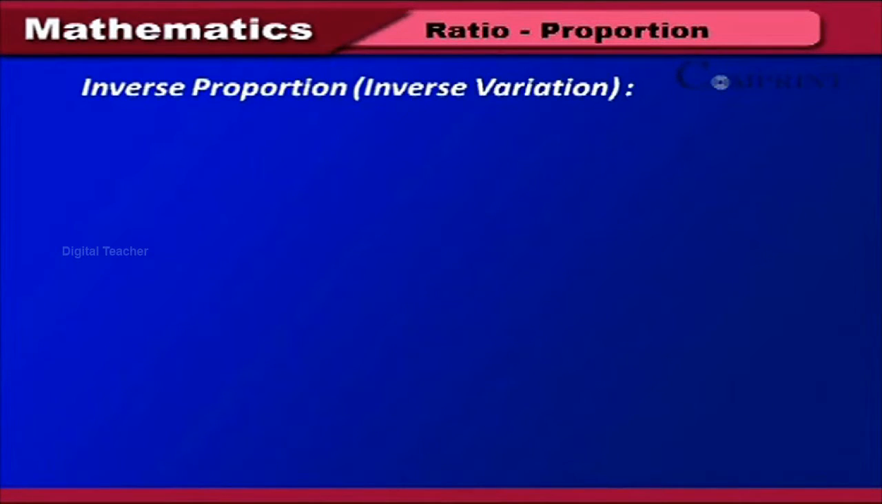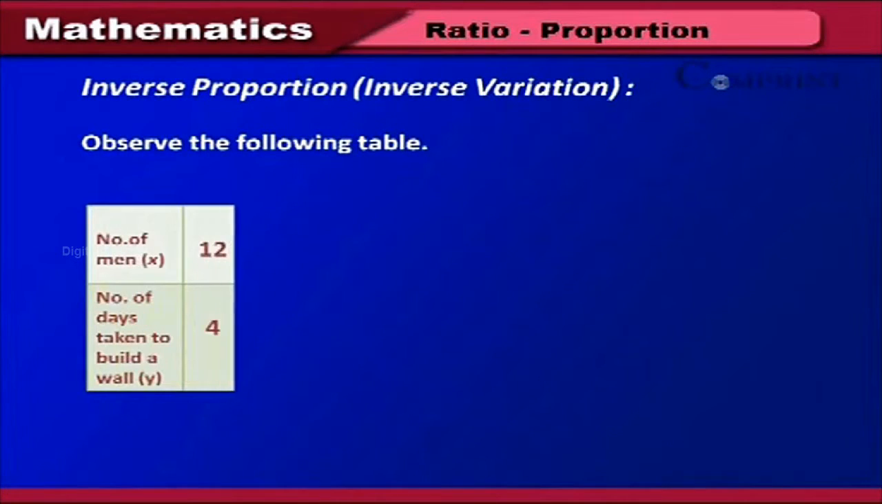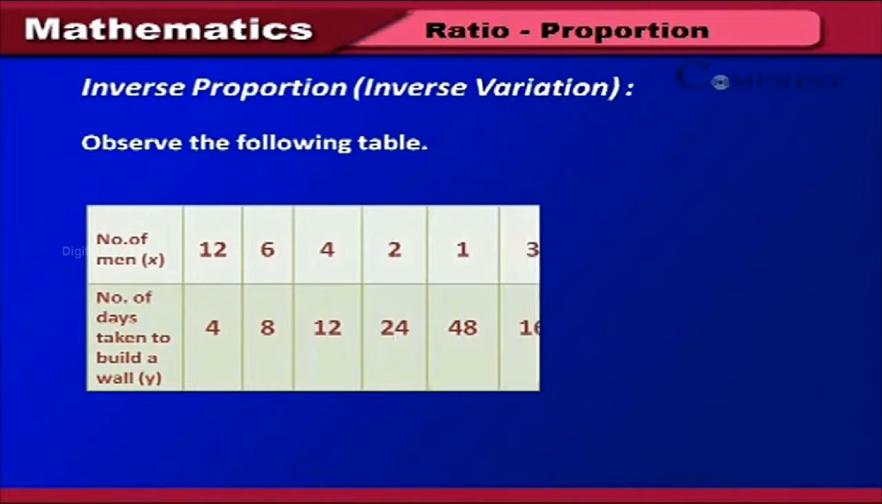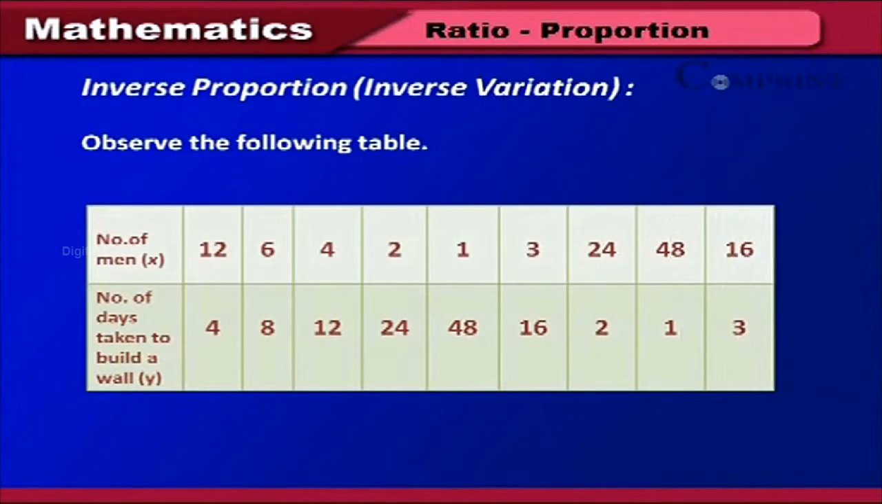Inverse proportion or inverse variation. Observe the following table: number of men and number of days taken to build a wall. Number of men x 12, days taken y 4. Number of men 6, days taken 8. Number of men 4, days taken 12. Number of men 2, days taken 24. Number of men 1, days taken 48.